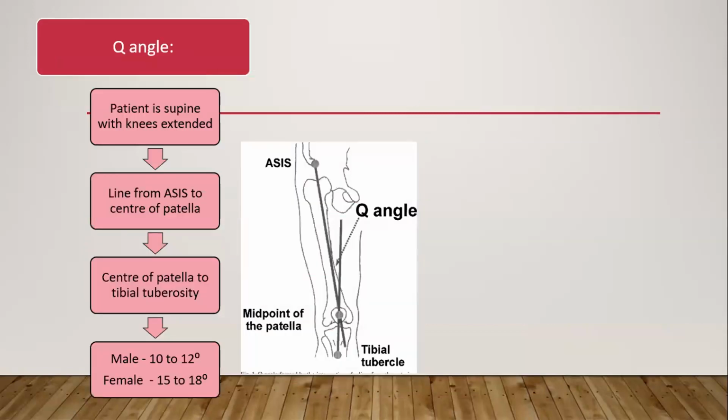Coming to Q angle, the patient is asked to stand or lie supine with the knee extended. A line is drawn from the ASIS to the center of the patella, and another line is drawn from the center of the patella to the tibial tuberosity. The angle between the 2 lines is the Q angle. In males, it is 10 to 12 degrees. In females, it is 15 to 18 degrees.